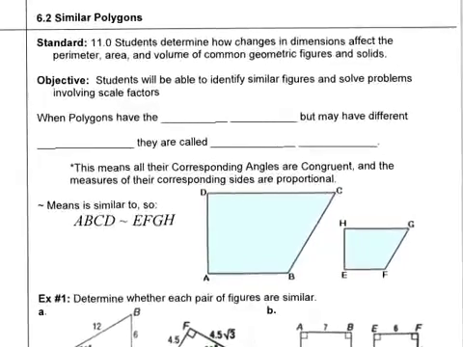Okay, 6.2, similar polygons. Students will be able to identify similar polygons and solve problems involving scale factors. This is why we needed to learn the ratios that we learned last time.